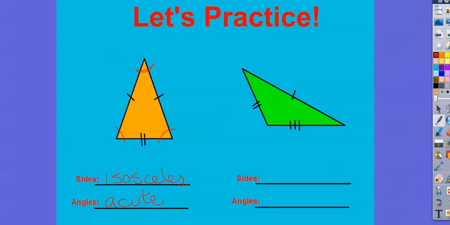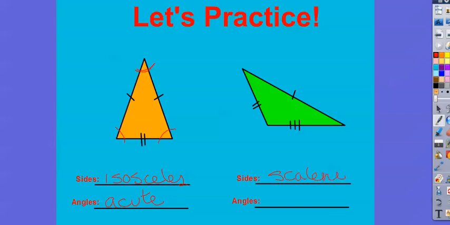Looking at this one now, this side is different, and this side is different. And when you look at it in pictures, often you'll see it with these little tally marks. The tally marks literally just mean this is one length, this is a second length, and this is the third length. So since all three sides are different, this is a scalene triangle.